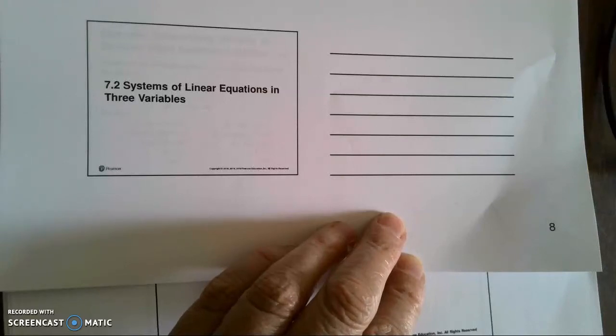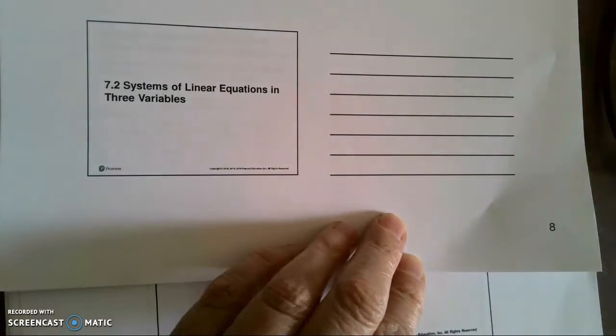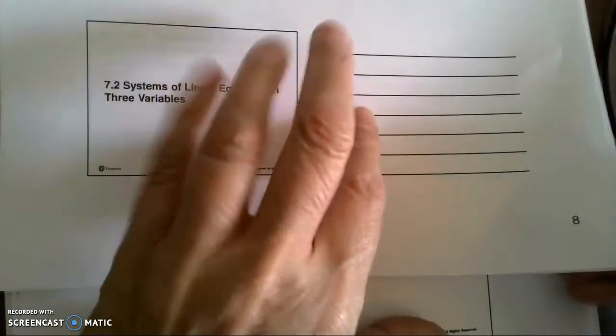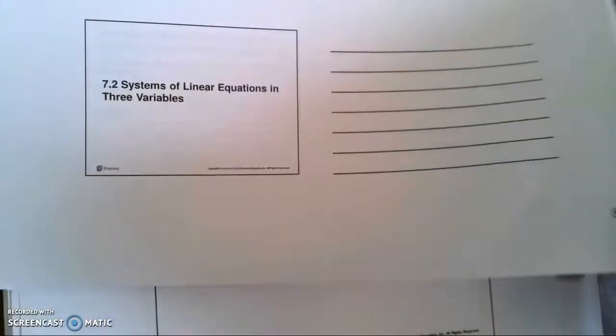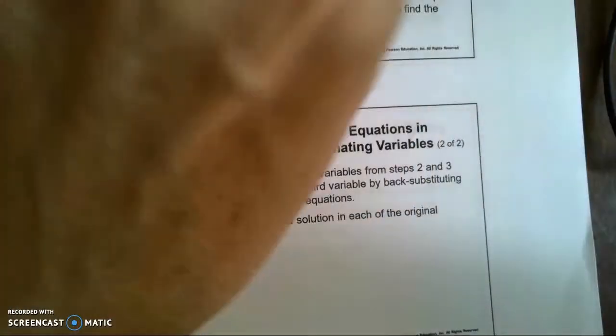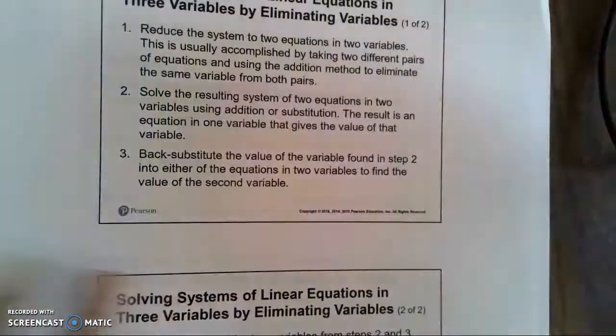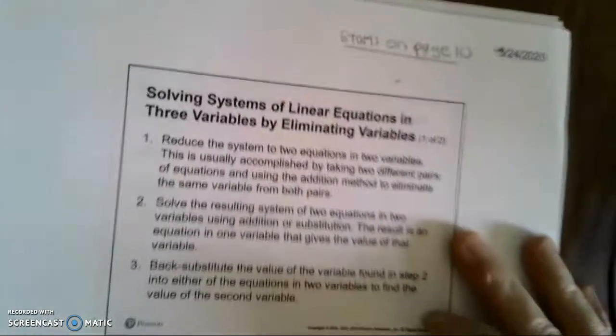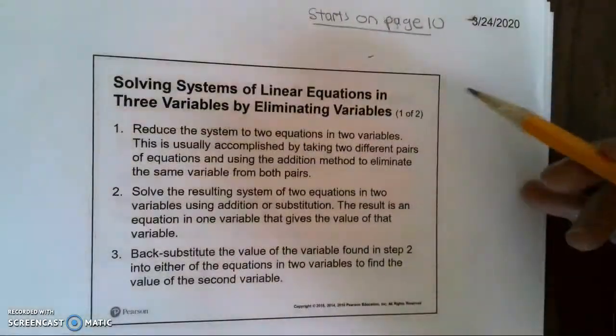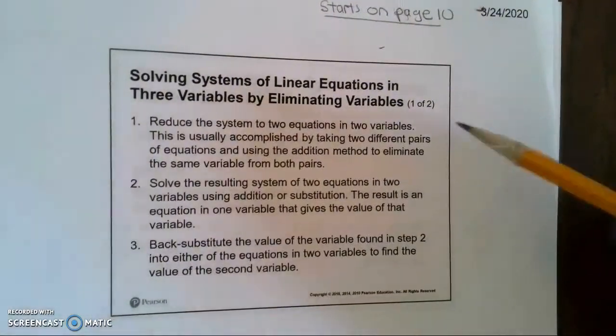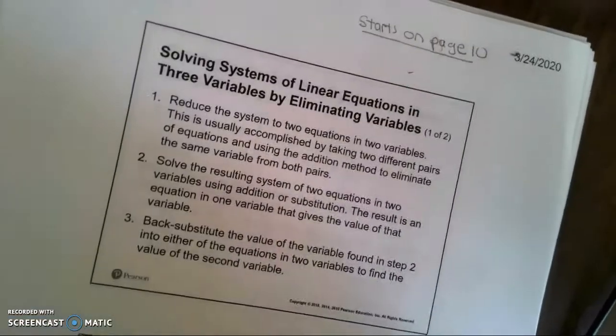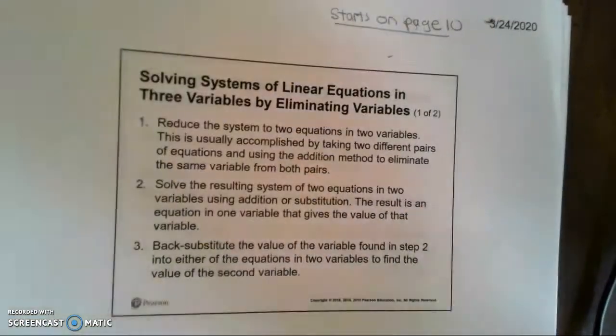Hi, I thought I would do the example in the PowerPoint from section 7.2. I made bigger copies so it's a little bit easier to see. So if you flip through the pages, we're going to start about how to do this on page 10. It starts on page 10 and then it kind of goes from there. So what we're going to talk about is how to solve a system equation with three variables.